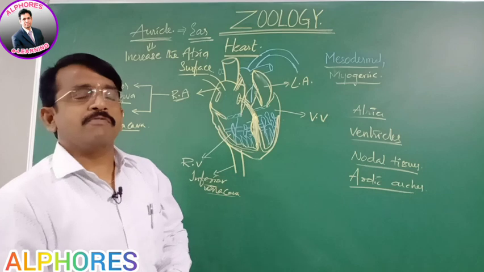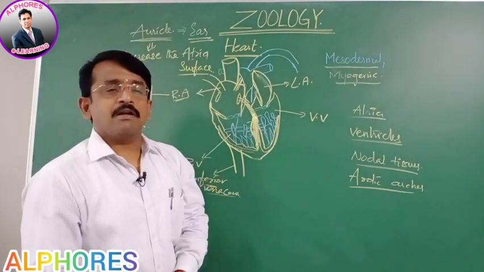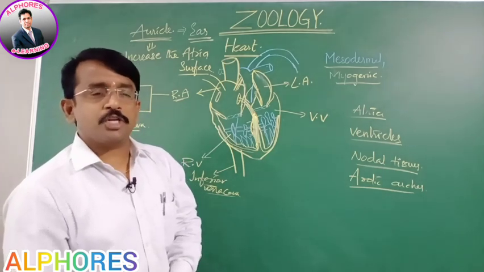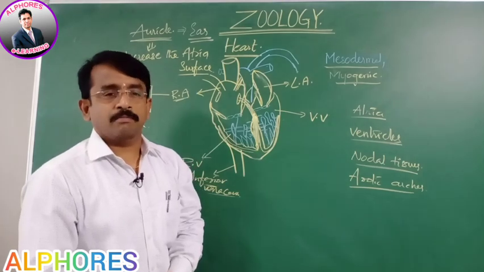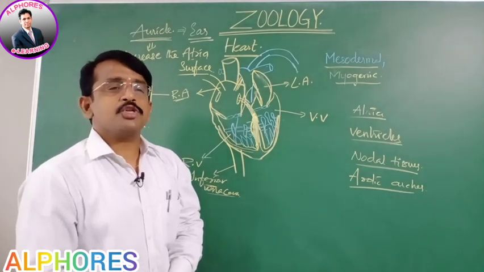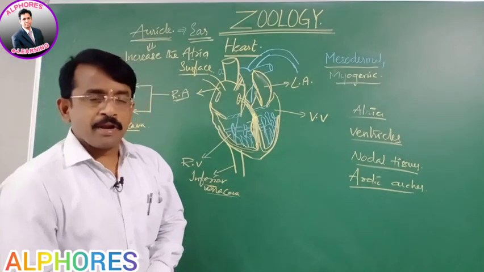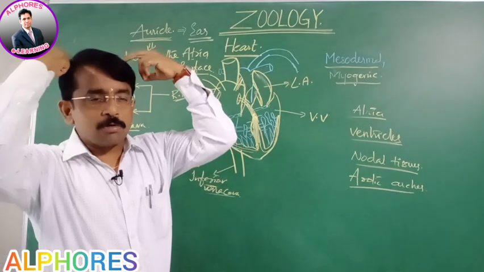Recall that we have discussed that the thoracic duct or left lymphatic duct, as well as the right lymphatic duct, open at the junction of the subclavian vein and internal jugular vein. In fact, they are branches of the precaval vein. The precaval vein collects the blood from the anterior part of the body, which includes the head.